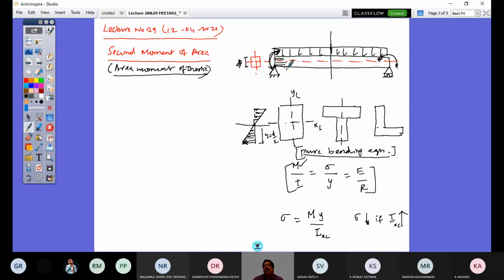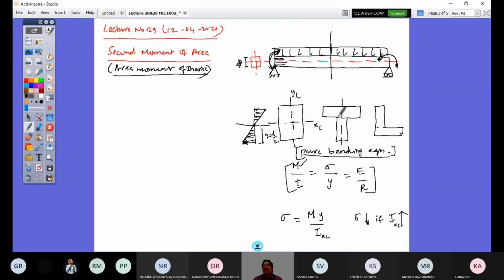So if you have to look at the beam bottom surface layer, then it is at half the depth, d by 2 distance, and there you have your maximum bending stress. And the neutral axis will have zero bending stress. So these are all something that you will be studying. What E is here is what is called Young's modulus.